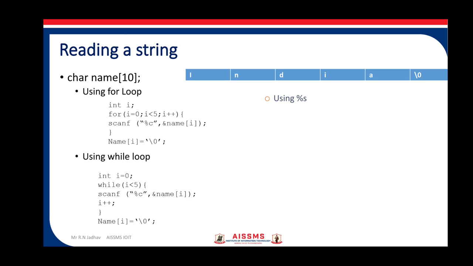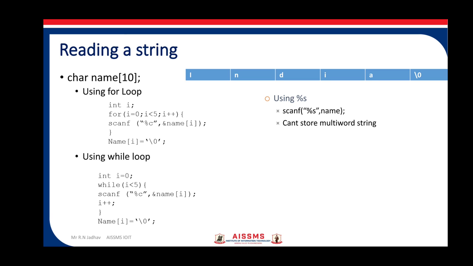You can also use %s and read the string in one go, like this: scanf %s and the name of your character array or name of a string. So you don't have to use a for loop or while loop. Directly you can read the characters from the user, but here the format specifier required should be %s.